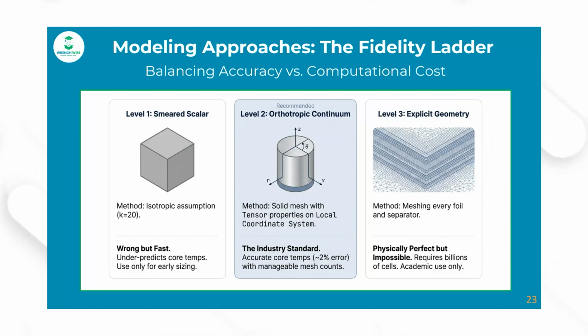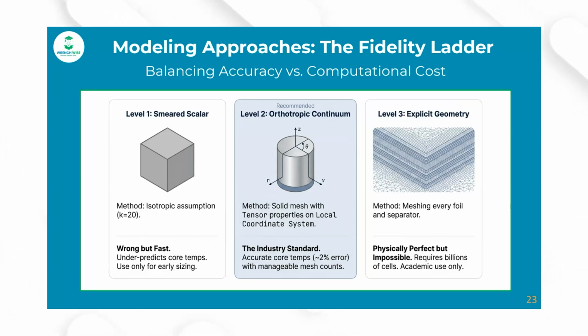When you're trying to build a product from scratch, generally this is used for early sizing itself. It relies on an isotropic assumption. We use a single conductivity number for the entire cell. It runs very quickly, but it is consistently going to under predict the core temperature, because again it ignores the internal insulating layers. You should use level 1 for very early stage sizing when you just need a ballpark figure. So when your project is just starting, you can use this as a kickoff point, so to speak.